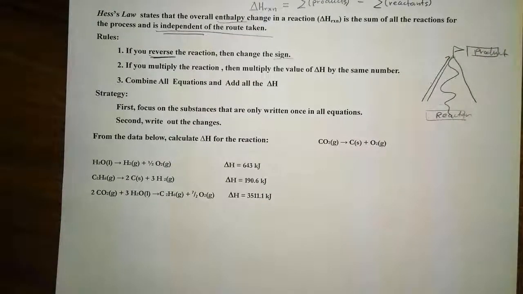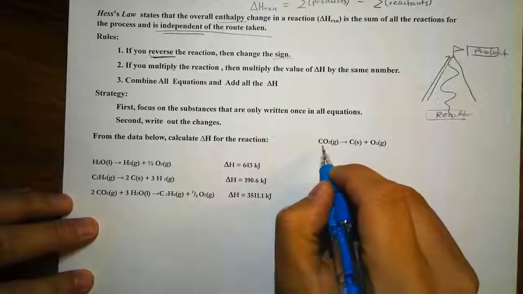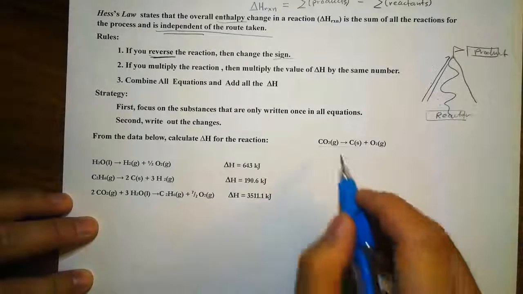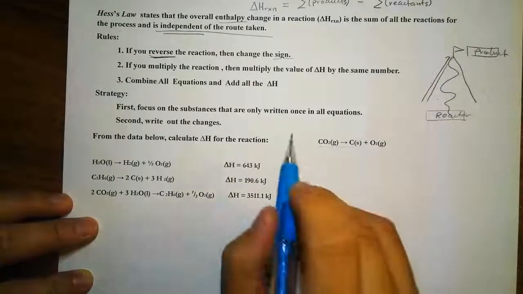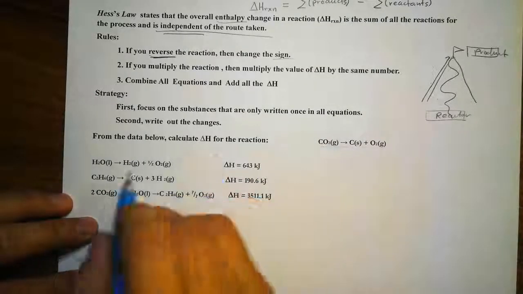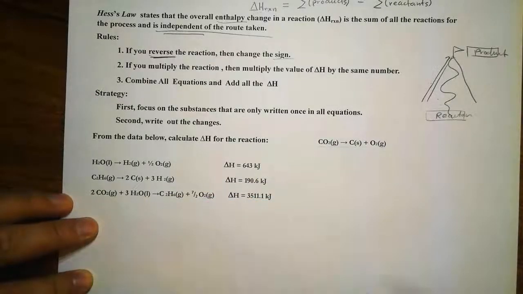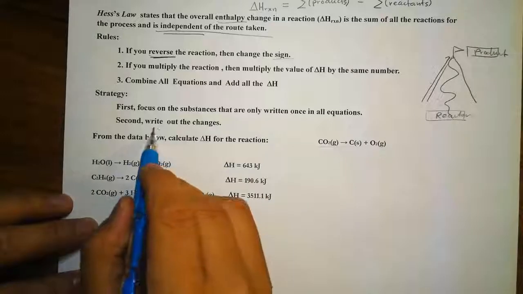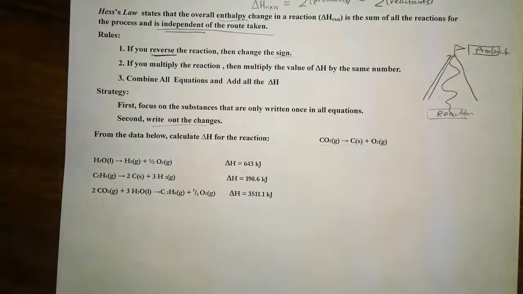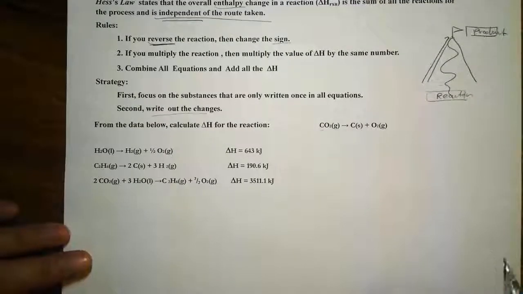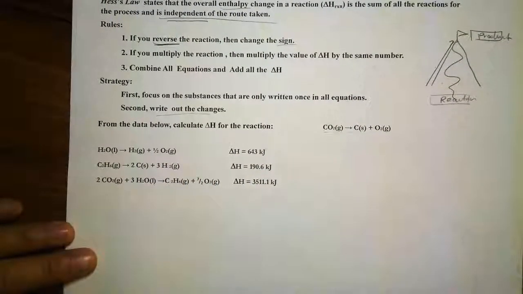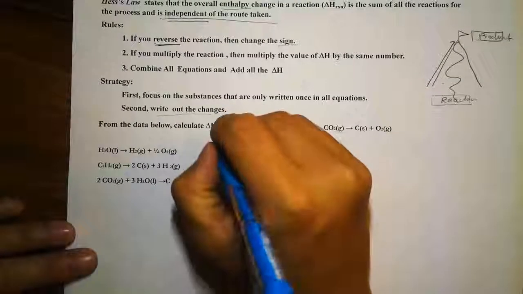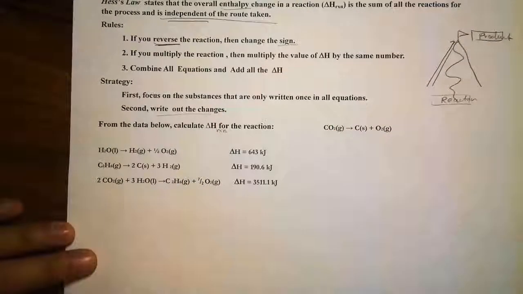And then the main strategy is to always look at your overall equation and focus on the substances that are written only once in all the equations. And of course, in the process, you're going to write out the changes so that you can keep track of it. So let's do one problem together. From the data below, calculate delta H for the reaction. So basically, calculate delta H of the reaction, okay?